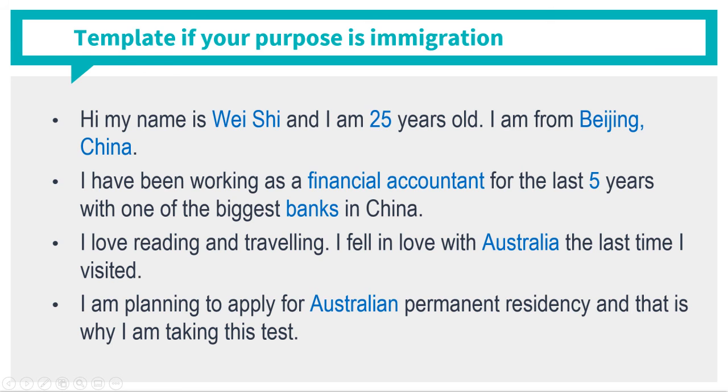Hi, my name is Wei Shi and I am 25 years old. I am from Beijing, China. I have been working as a financial accountant for the last 5 years with one of the biggest banks in China. I love reading and traveling. I fell in love with Australia the last time I visited. I am planning to apply for Australian permanent residency, and that is why I am taking this English test.